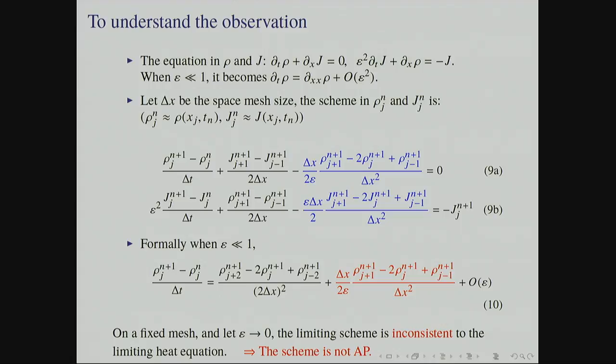However, when you consider small epsilon, I can pick the dominant term in 9b and plug it into 9a, and I get equation 10. You can see we have some problem with the parameter epsilon, because it appears in the wrong place. When epsilon goes to zero, you don't see any other discretization for the heat operator, you only see this one. That shows that your limiting scheme is not consistent with the limiting model. So that confirms the scheme is not AP.